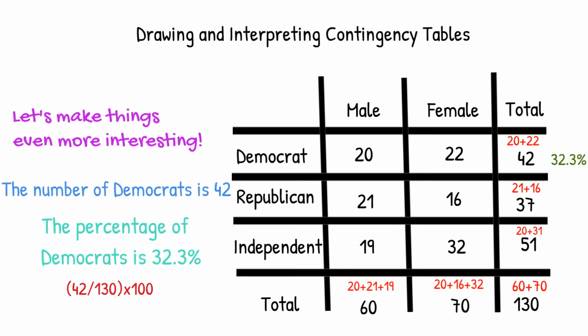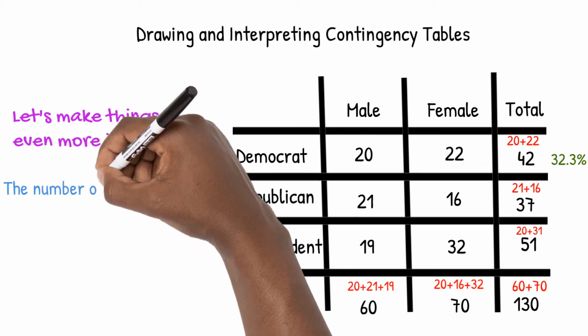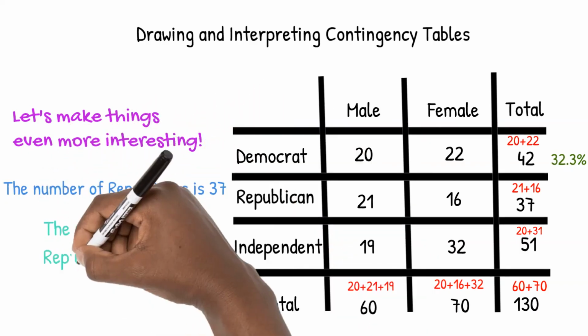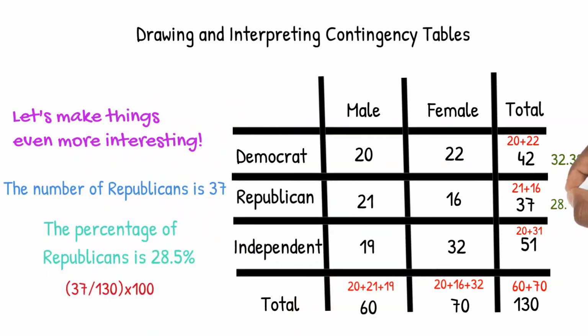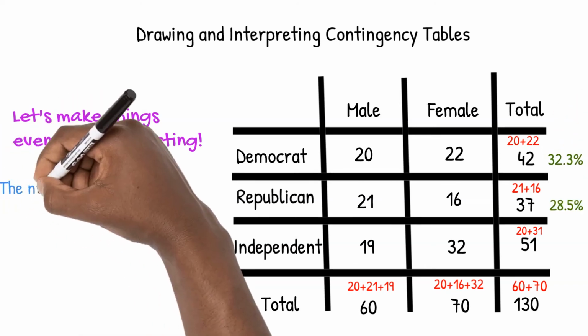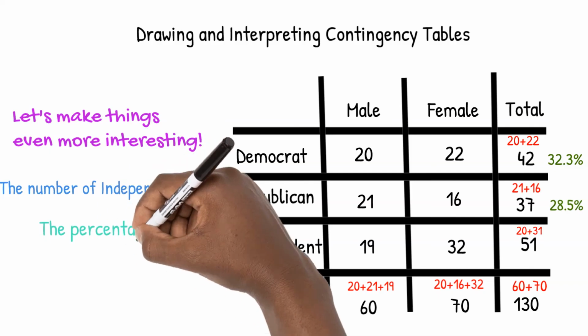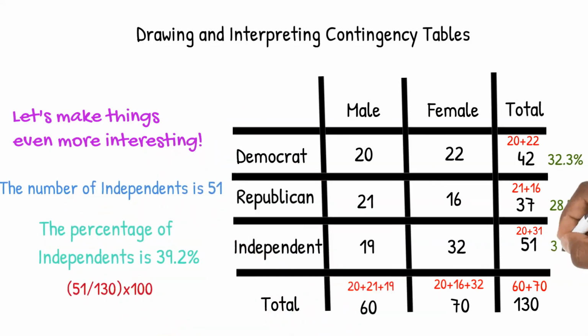We can do the same for the number of Republicans, and we find that 28.5% of those surveyed are Republican. And finally, we can see that 39.2% of those surveyed were Independent. We could also focus on the margin at the bottom to see the percent of males and females surveyed.